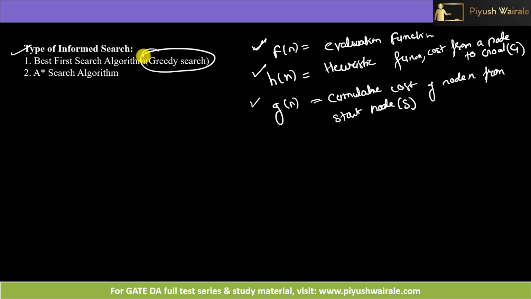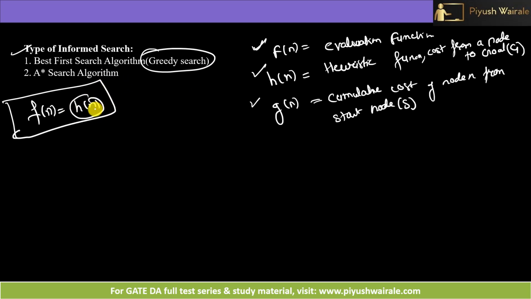Now what happens in the case of greedy search? My value of the evaluation function is basically h of n only. So in greedy search, our algorithm solely depends on the heuristic value. It doesn't matter how much the path cost is; we depend only on the heuristic function.